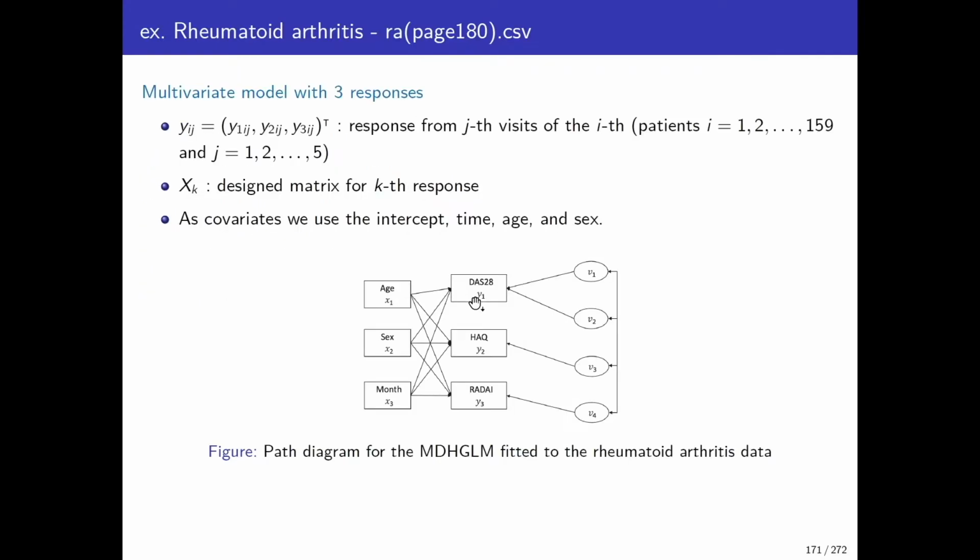And we can write our y_ig = (y1_ig, y2_ig, y3_ig) transpose. Response from the visits for the 8th patients start from 1 until 159, and g from 1 until 5. X_ig is the design matrix for the response, and as the covariates we use intercept, time, age, and sex. This figure represents the path diagram for the MDHM fitted to the rheumatoid arthritis data.